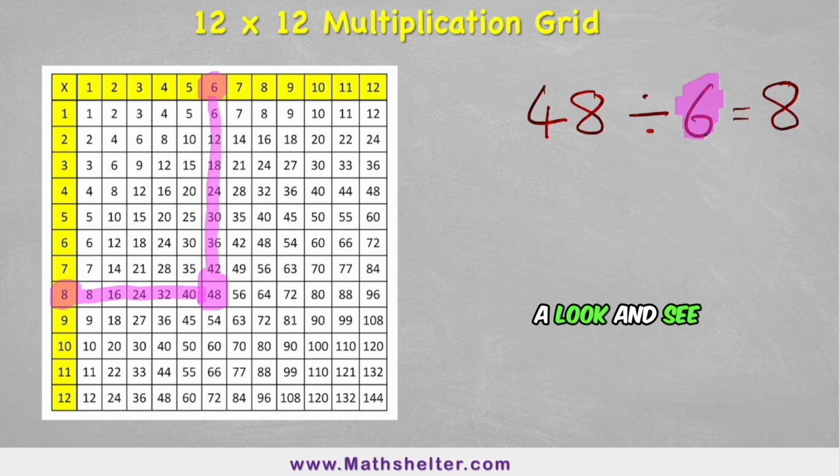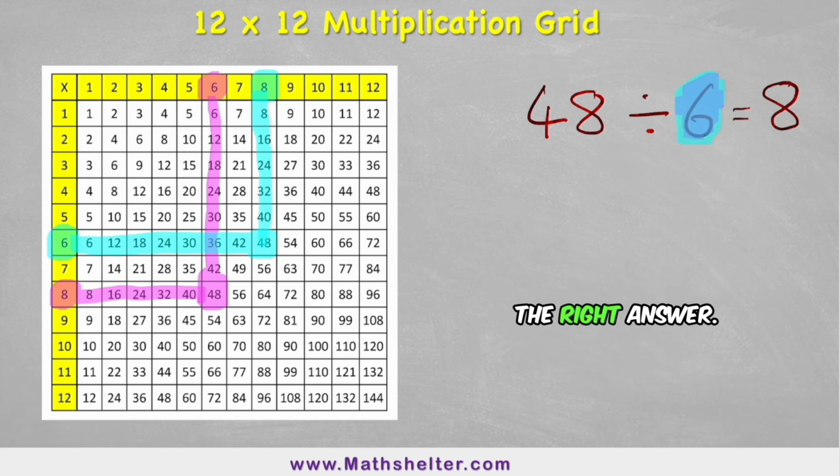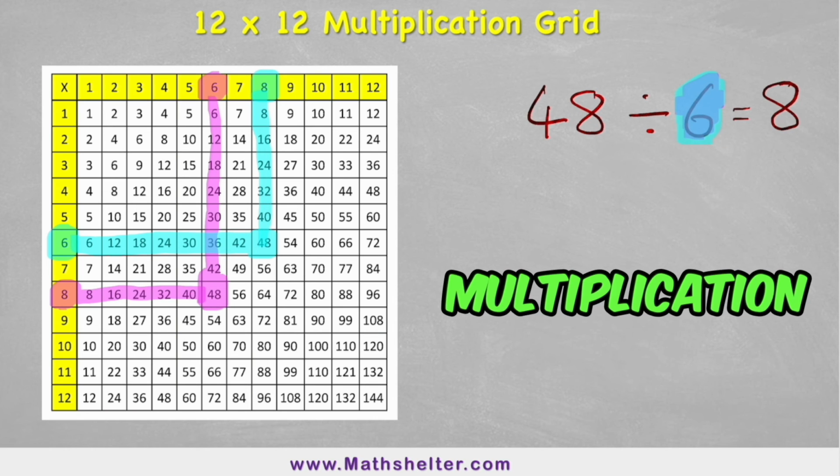But let's have a look and see what happens if we start by finding the number 6 on the side row. So just here. So I found 6. Now I'm going to go along to 48. There it is. And all I'm going to do now is come up. And oh, there we go again. I found the other number 8. So it doesn't matter where we start with the 6, on the side or at the top, I'm still going to get the right answer. What an amazing tool these multiplication grids are.